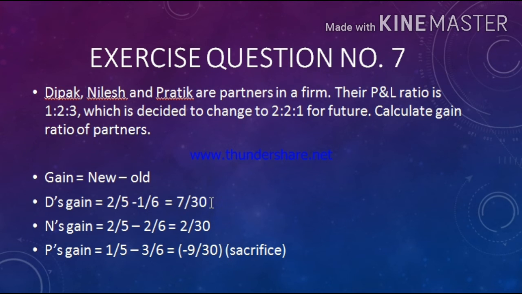Again revising, the share of sacrifice and gain will always be equal. Here 2 partners are gaining, that is partner D and N. Their combined gain, that is 7 by 30 plus 2 by 30, you will get 9 by 30. A similar amount of sacrifice is done by P. So always the gain and sacrifice will be equal.